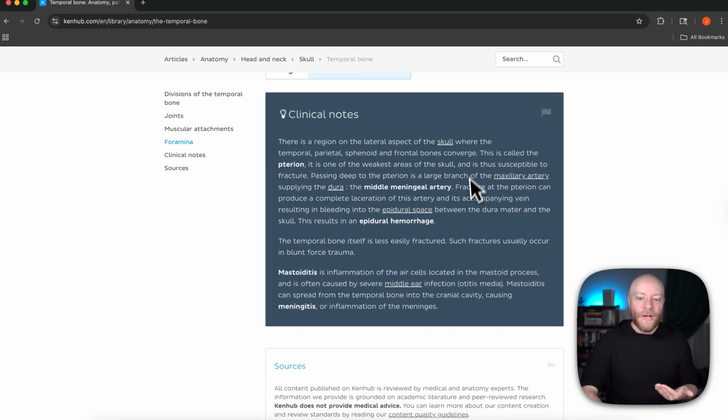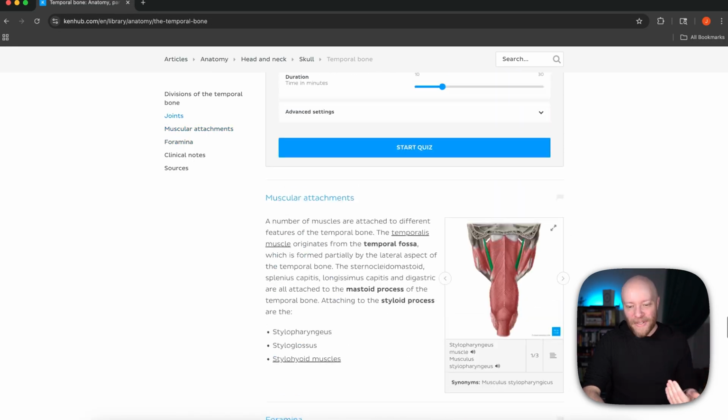And then whenever we can, we like to provide some clinical notes at the end of these articles just to help you understand where things can go wrong when it comes to the anatomy. All of this is going to be part of our articles.